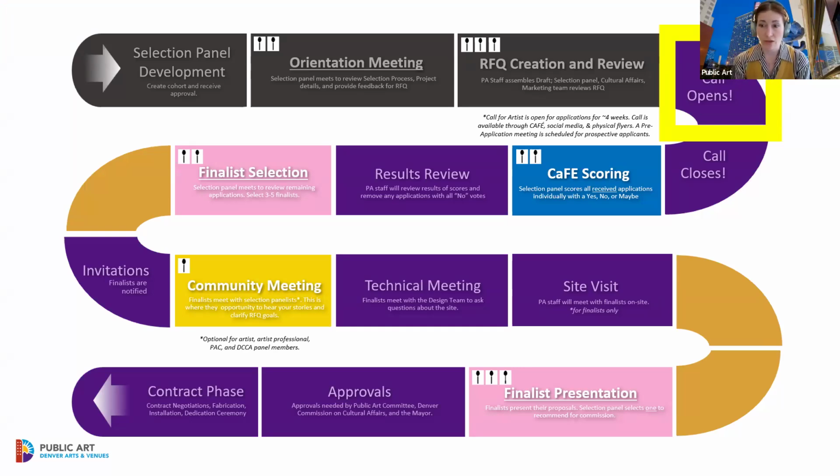So again, just to reiterate, with the RFQ stage, we're not looking for proposals, we're looking for qualifications. So we're asking for 4 to 6 images of your previous work, your artist statement, and your resume. While you probably could have amazing ideas already for this project, we only review specific proposals from the finalist group, not from the open RFQ call.